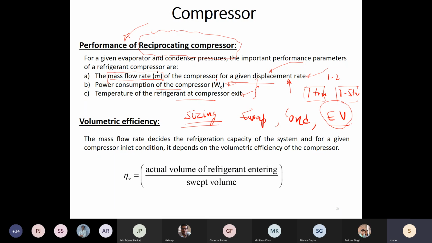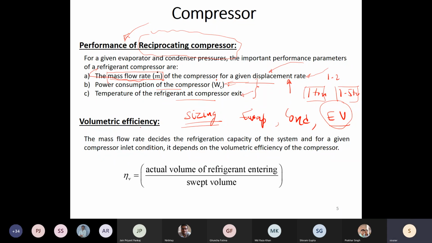Based on your application, you will have to decide. As a design engineer, you'll have to decide which component to choose. When it comes to the compressor, the most important thing is the mass flow rate of refrigerant it will deliver. Now, what does it depend on? It depends, of course, on the displacement volume and something called the volumetric efficiency.